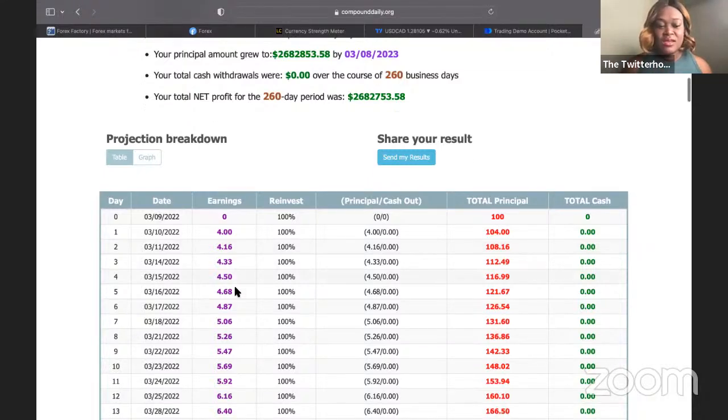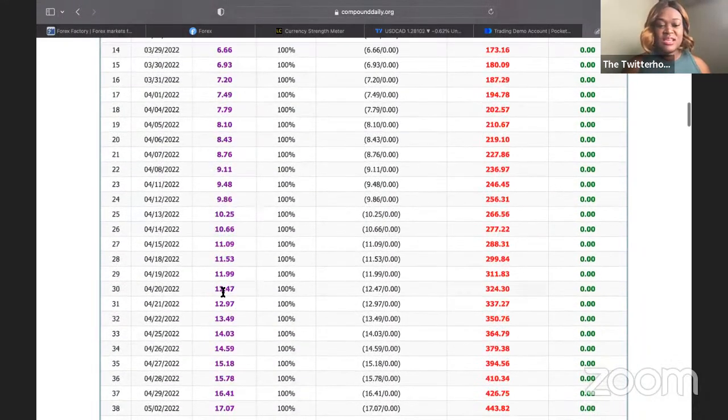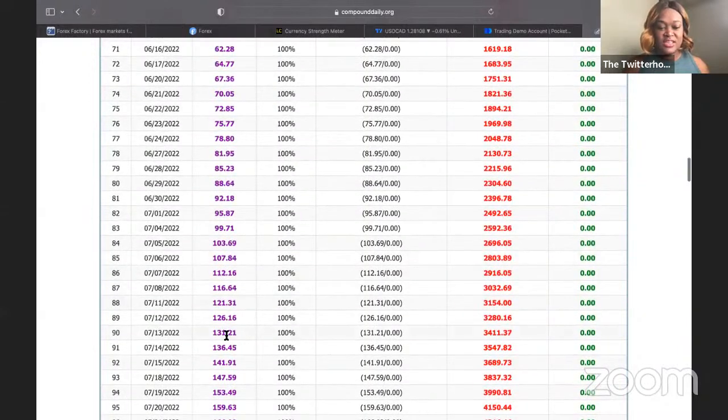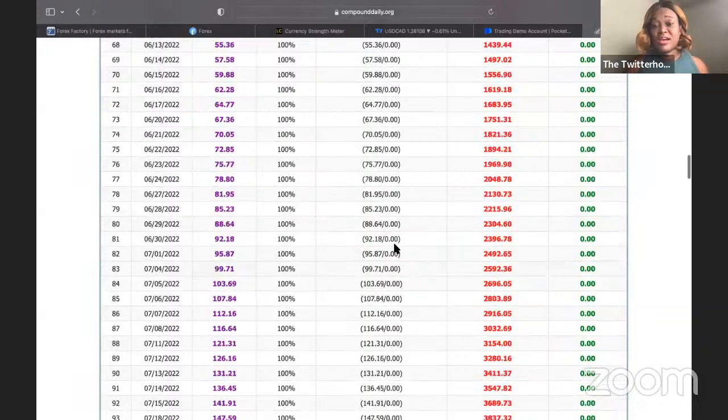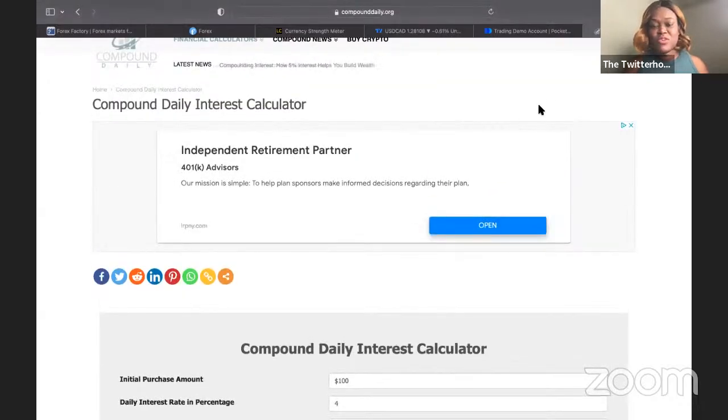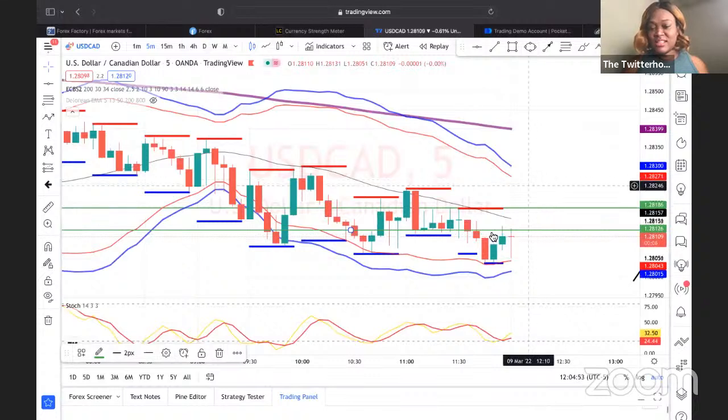yippee. Fast forward to day 30, you're making $12.47. Day 90, you're making $131. It's still just 4%. It's just you practicing discipline and patience. And we just saw a good deal of that in this session, right? You gotta be disciplined, right? Look at that. So it panned out.